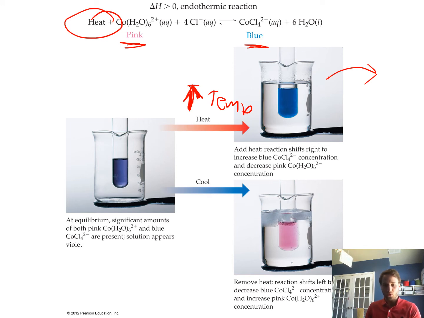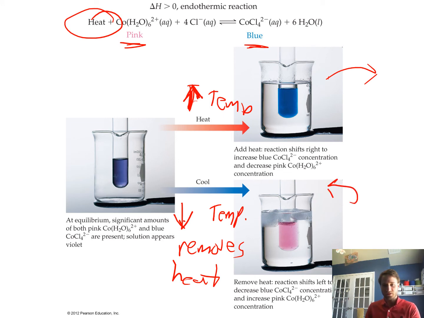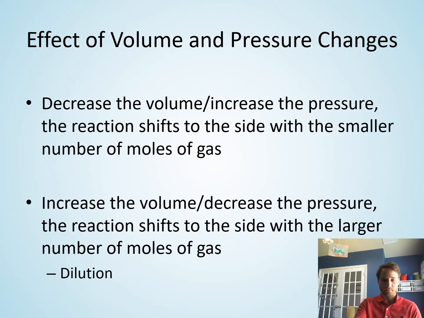Now, if I cool this system, in this case, I'm decreasing my temperature, that's going to remove some heat. When I remove that heat, my equilibrium shifts to the left. When it does so, it forms more reactants, which are pink color. My reaction now looks pink. Okay. All right. Now, I'm talking about volume and pressure changes.